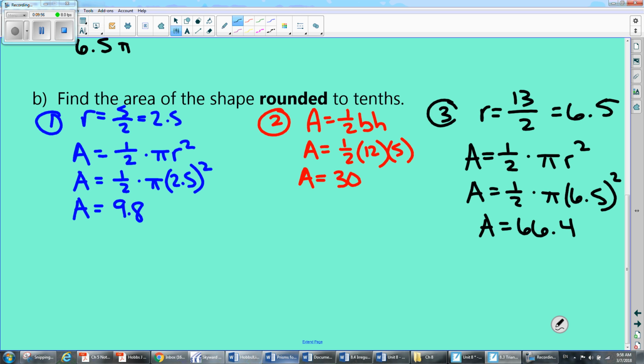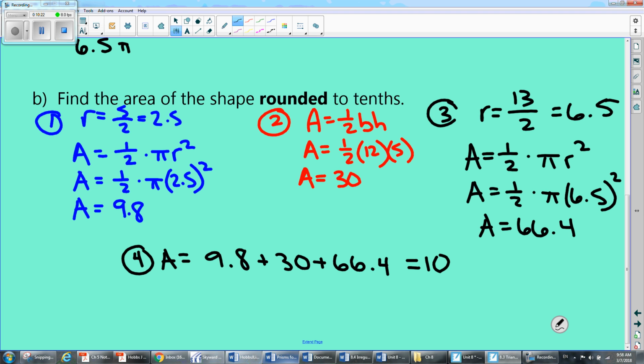So finally, when we add up our areas, the whole area would be 9.8 plus the 30 plus the 66.4 to give us 105.2 inches squared.